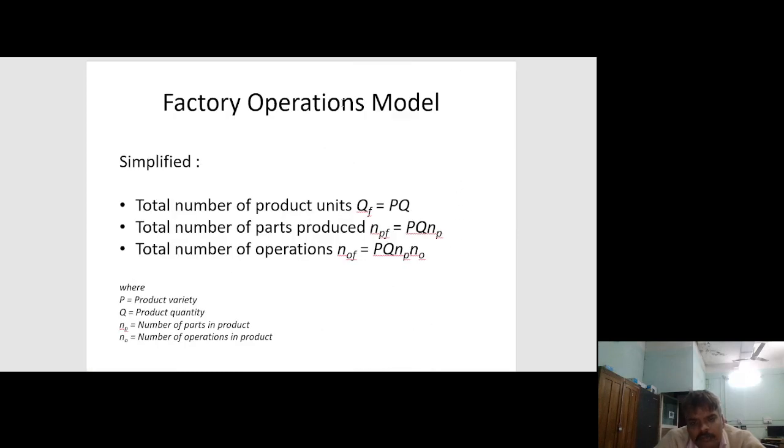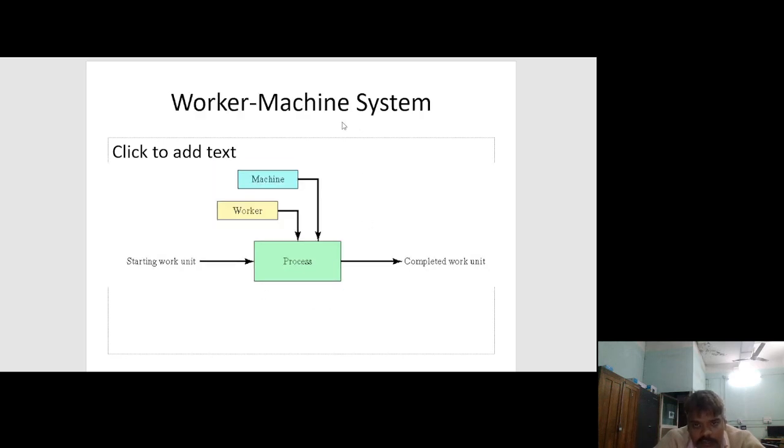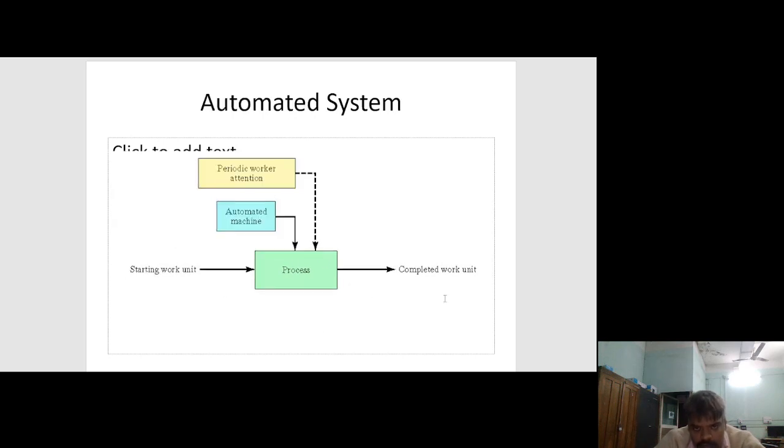Factory operation model: total number of product units is P times Q, product variety multiplied by product quantity. Total number of parts produced is PQnp, and total number of operations is PQnpno. Manual work system: hand tools are often used by the worker, with a starting work unit, process, and completed work unit. Worker-machine system: machine, worker, starting unit, process, completed work unit.